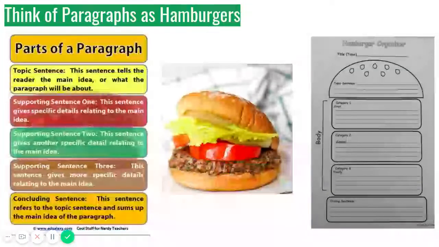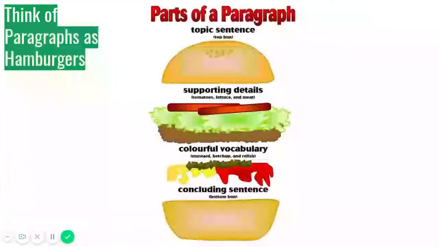And if we think of them as hamburgers, right? The topic sentence is the bun. Then we've got supporting detail sentences 1, 2, 3, 4, 5. And then the concluding sentence. Just putting it into a different visual for you. And here's another one. You can also think of your colorful vocabulary as your mustard, ketchup, and relish, where you're varying those sentences. You're not just starting them all to be exactly the same. It's just another way to look at a paragraph.